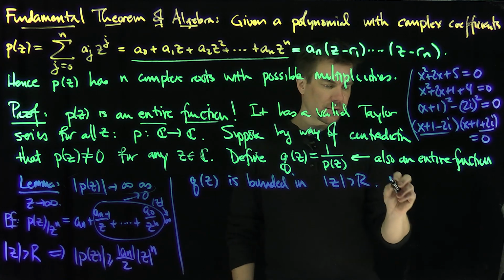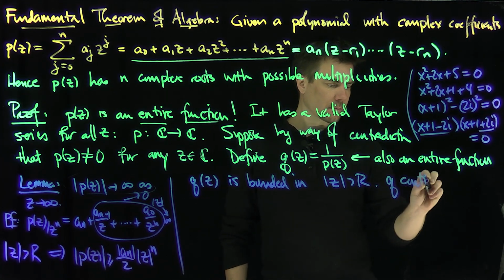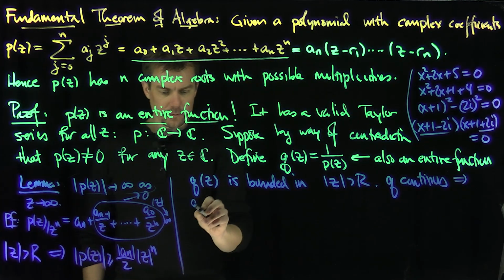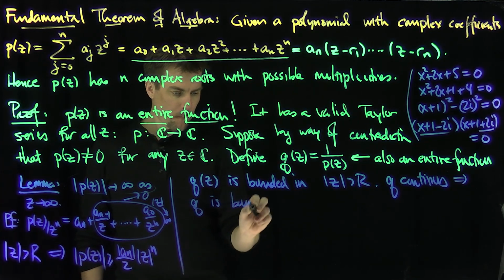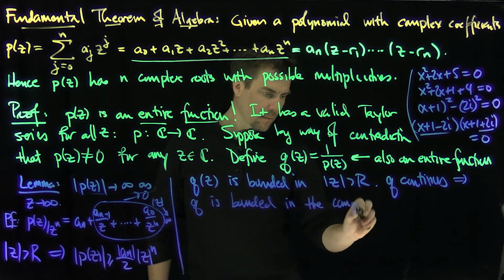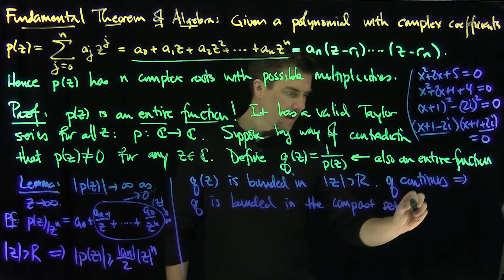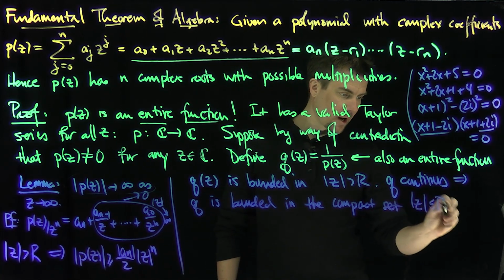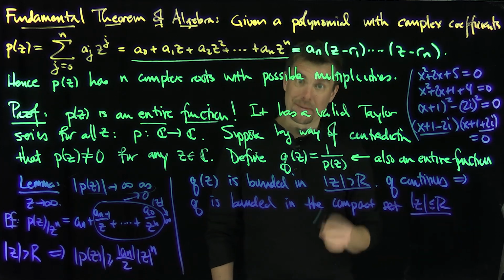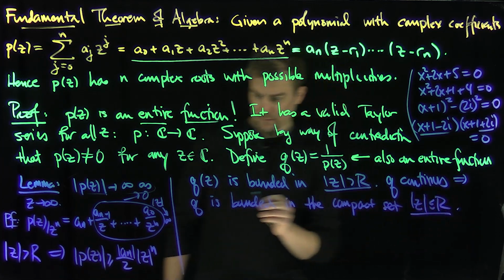And since Q is continuous, this implies that Q is bounded in the compact set, modulus of z less than or equal to R. So it's bounded over here, and it's bounded over here, right? Therefore, Q is bounded everywhere.